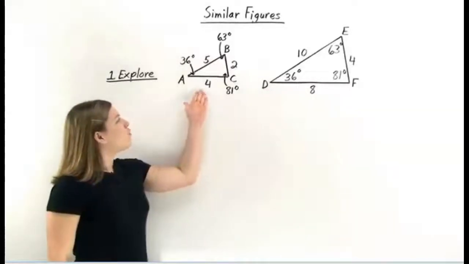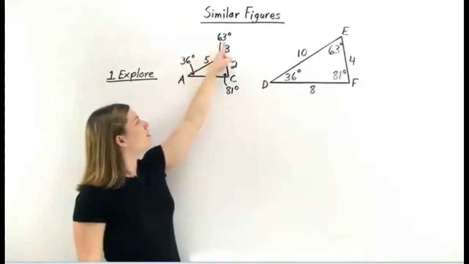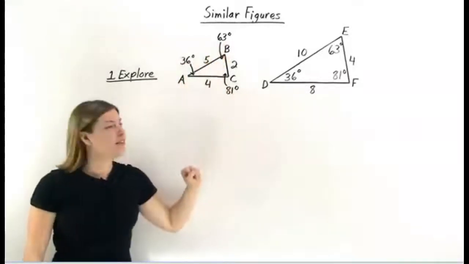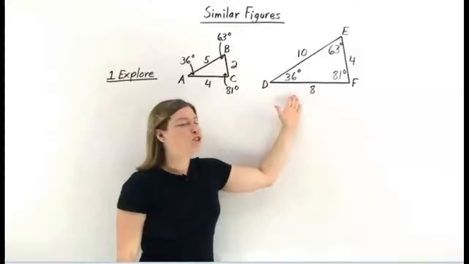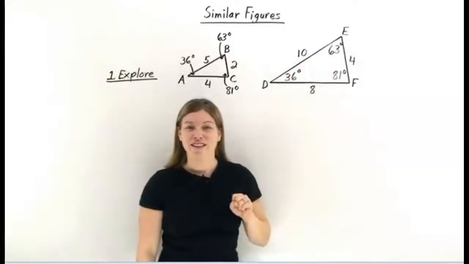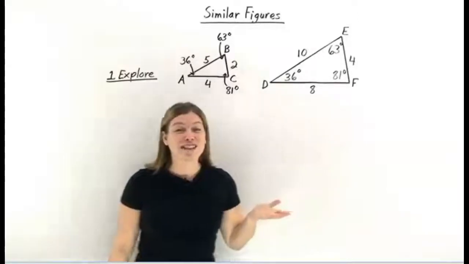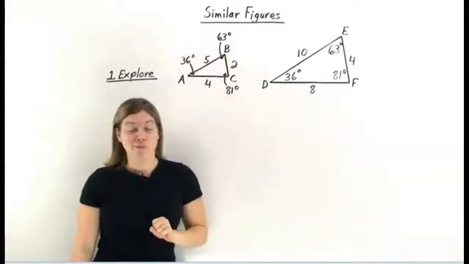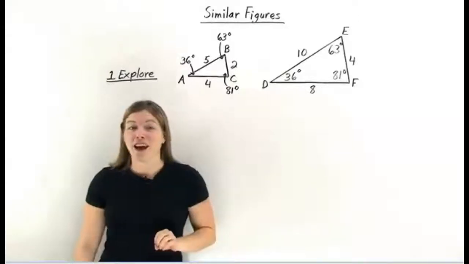Well, the angles in this triangle measure 36 degrees, 63 degrees, and 81 degrees. And the angles in this second triangle measure 36 degrees, 63 degrees, and 81 degrees. Hey, these triangles have the same angle measurements. Cool. Now, what about the sides?